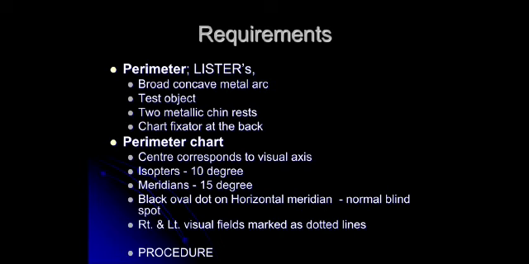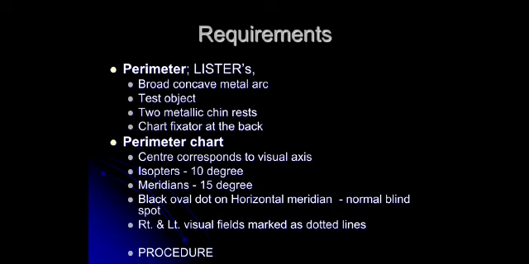So the perimeter chart: the center of the chart corresponds to the visual axis. The concentric circles around the center denote the points of equal visual acuity called isopters and are marked in degrees at 10 degree intervals from the central fixation point. The perimeter chart contains lines through the center of the circle denoting various meridians. These radii of the meridians are marked at 15 degree intervals. A black oval dot on the horizontal meridian at 15 degrees either side of the central fixation point corresponds to the normal blind spot.